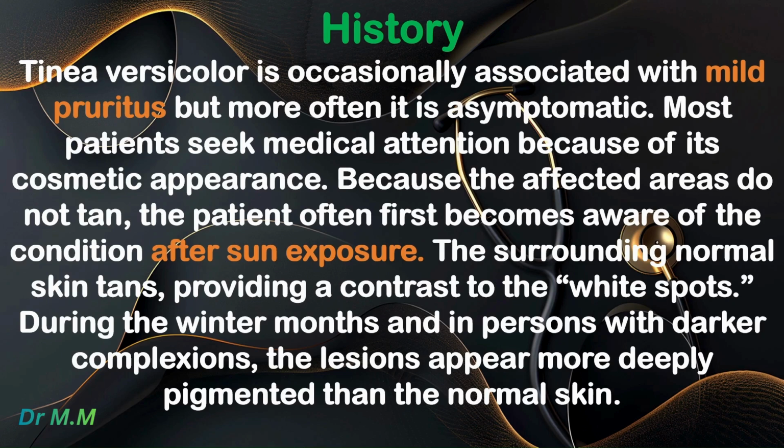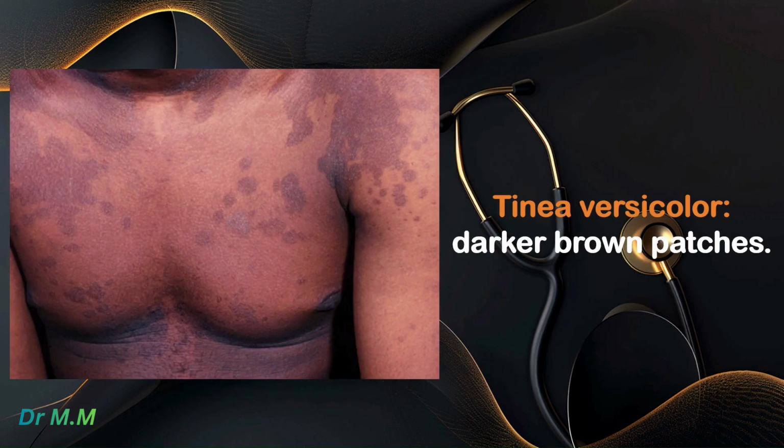History. Tinea versicolor is occasionally associated with mild pruritus, but more often it is asymptomatic. Most patients seek medical attention because of its cosmetic appearance. Because the affected areas do not tan, the patient often first becomes aware of the condition after sun exposure. The surrounding normal skin tans, providing a contrast to the white spots. During the winter months and in persons with darker complexions, the lesions appear more deeply pigmented than the normal skin. Tinea versicolor, darker brown patches.